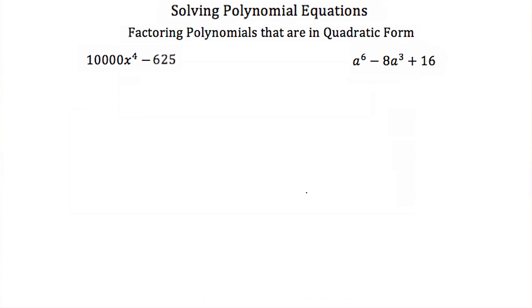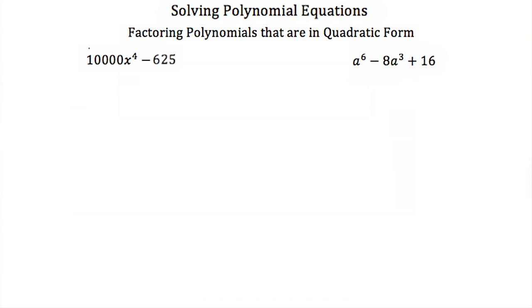Now another way to factor polynomial equations is factoring polynomials that are in quadratic form. Now, neither of these examples are quadratic equations, but we can manipulate them to look like a quadratic equation. So let's look at our first one. We have 10,000 x to the fourth minus 625.